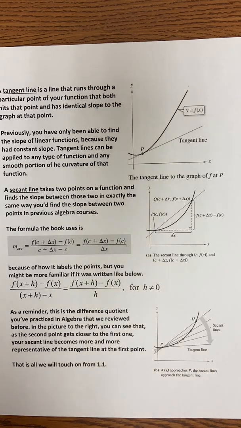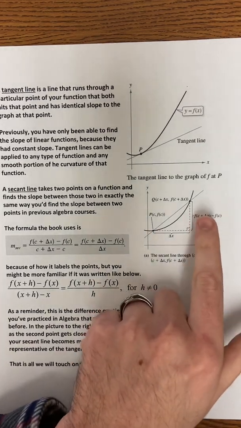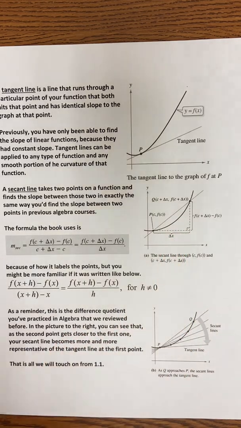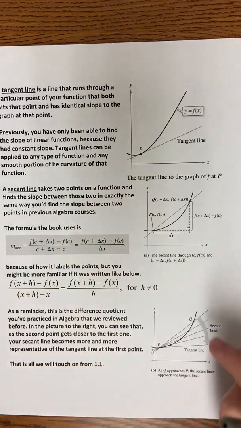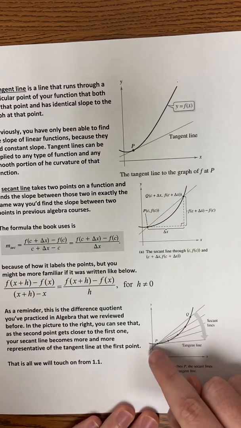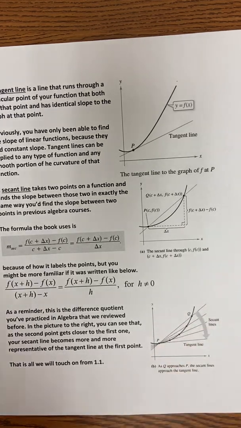One interesting thing about the secant line is as that second point on the secant line gets closer and closer to the first one on the graph, you get closer and closer to the tangent line approximation at the point. Here's an example of how close we are getting to the tangent line as the point on the curve Q moves closer to P. Now, since we've just done the difference quotient in our algebra review, you should be somewhat familiar with how it works. And that's about all we're going to touch on from 1.1, because 1.2 is really where the math begins.